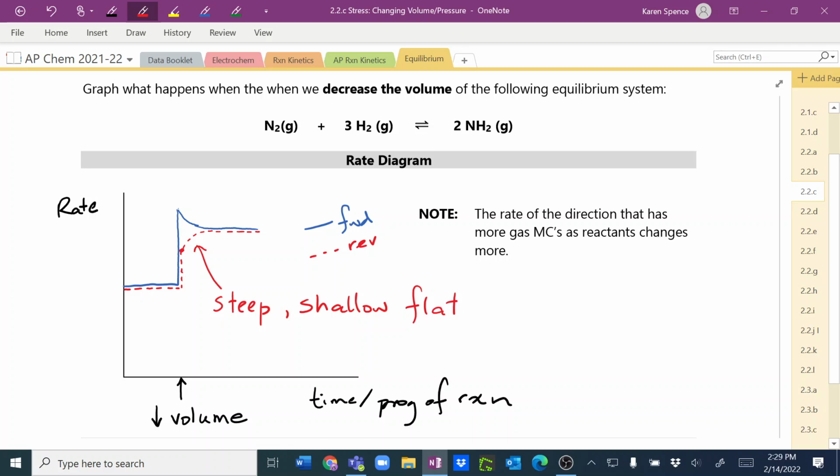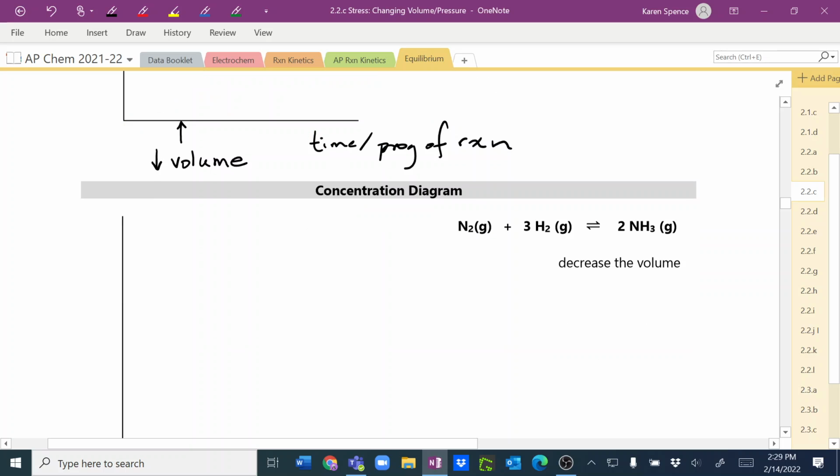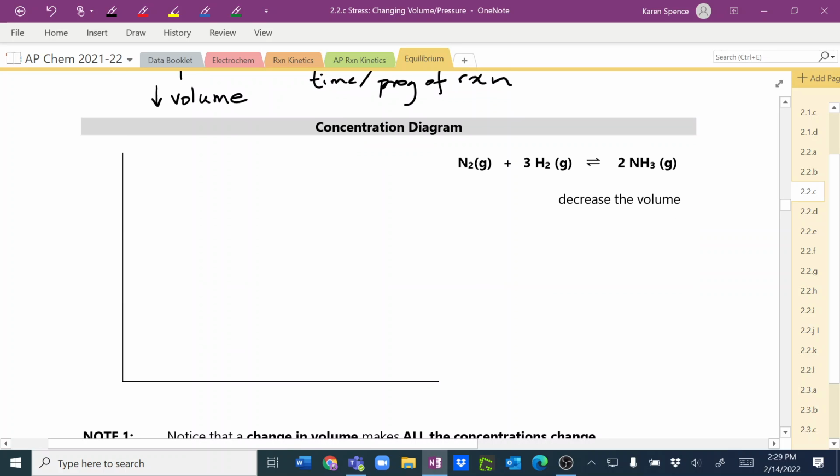All right, that's lovely. Shall we do a concentration diagram? Again, time down here, but now we have concentration on the x-axis.